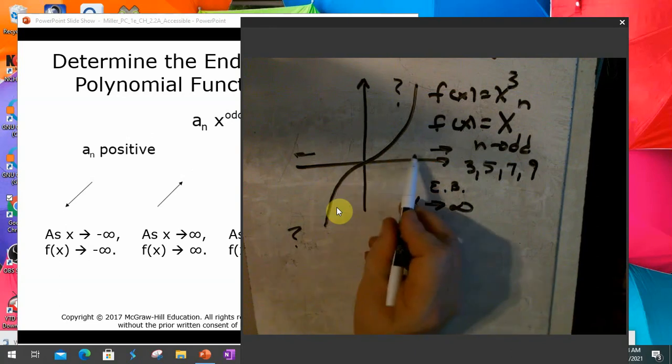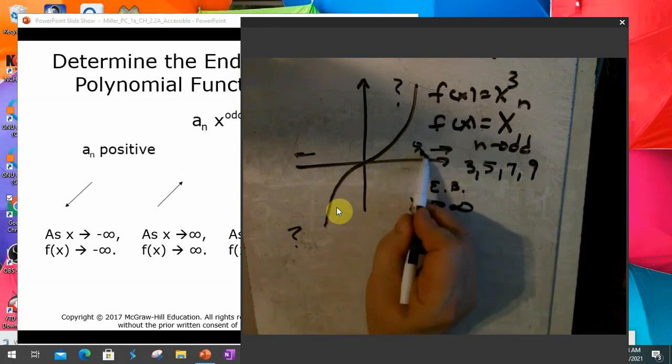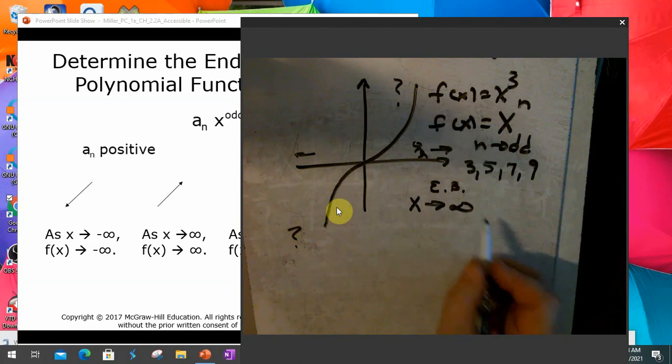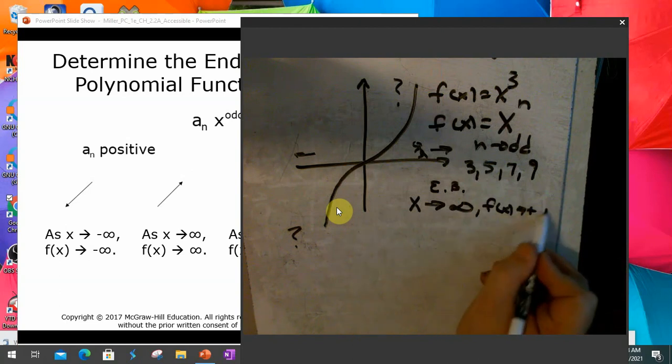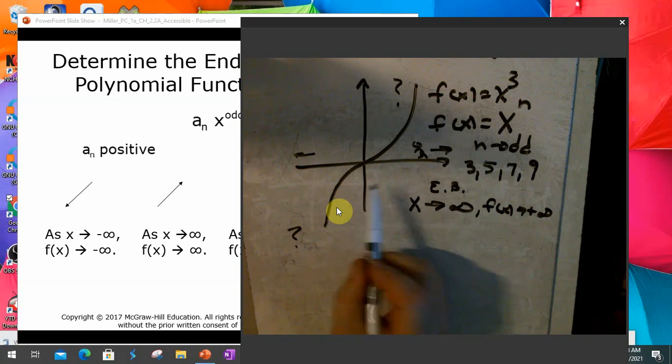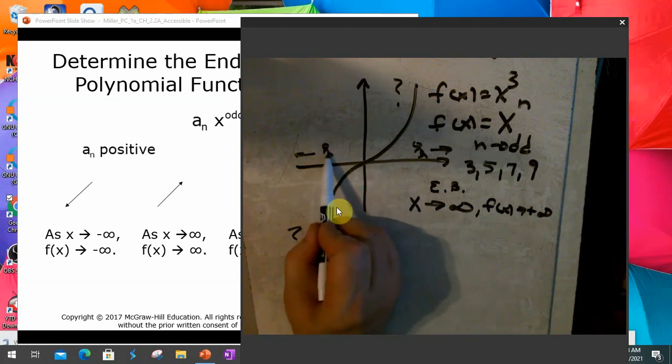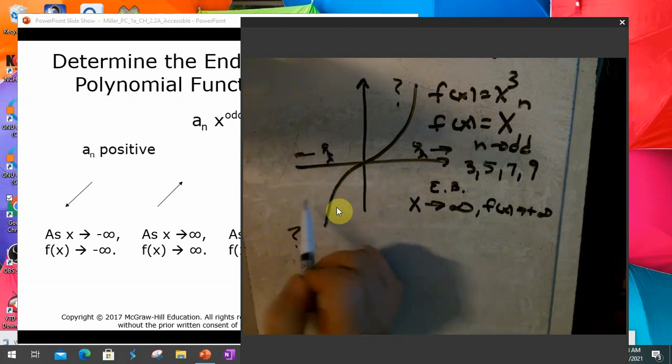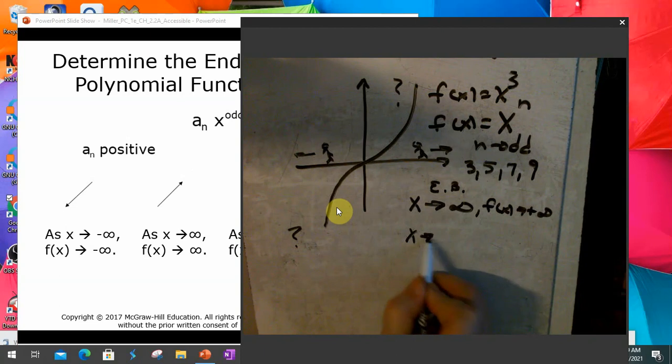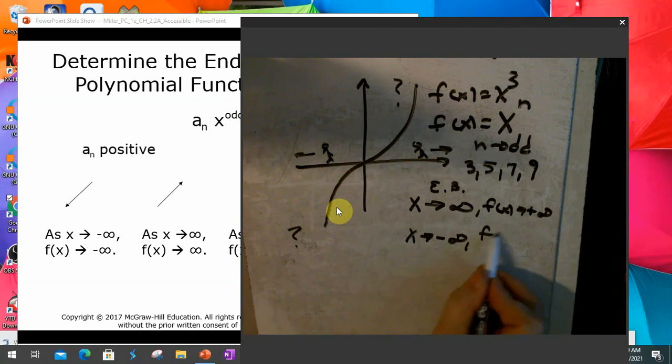As x goes to infinity, here's my little guy walking out here. He's looking up. F of x is going to plus infinity. But now if he's walking back this way, he's having to look down to get to that tail. As x goes to negative infinity, f of x goes to negative infinity.